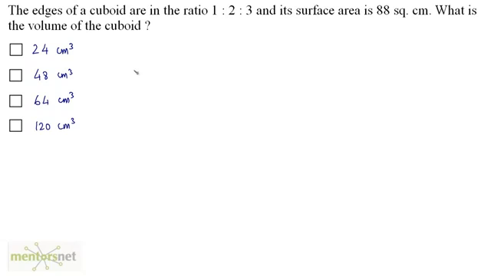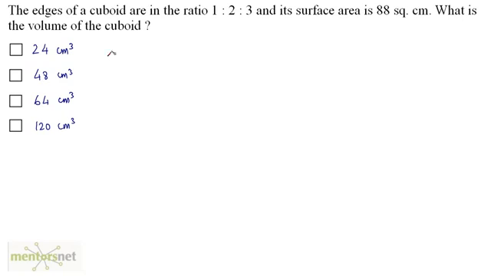The edges of a cuboid are in the ratio 1:2:3 and its surface area is 88 square centimeter. What is the volume of the cuboid? Well, we have been given the ratio of the edges of the cuboid.